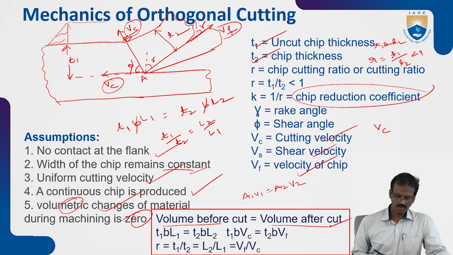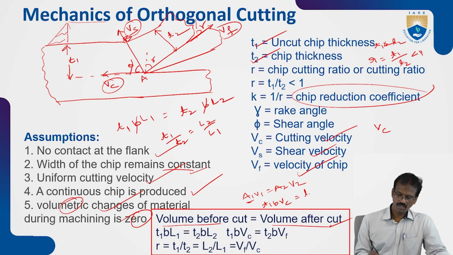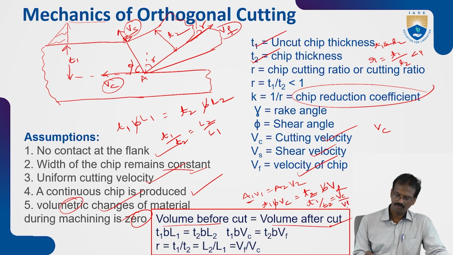So based upon this, T1 area is equal to uncut chip thickness into width into velocity. Velocity VC is equal to T2, after cutting, T2 into width B, and velocity of the chip, meaning the frictional velocity. Then the B will be cancelled. Here also, T1 by T2 is equal to VC by VF.